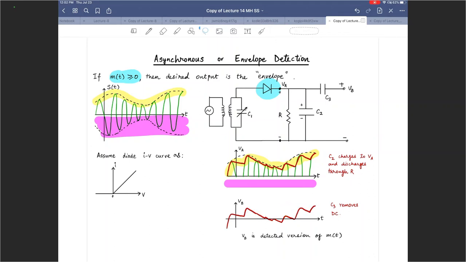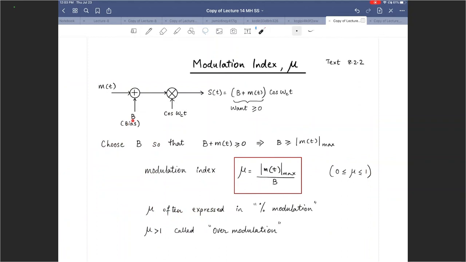We are essentially pushing this up such that it looks like this. Right. So it has to be all positive. That's all we are trying to do here. So I need to add that bias B. Then you multiply it with the cosine to modulate the carrier, and then you transmit. So S of t now can be written as B plus M of t. Instead of M of t, now it is written as B plus M of t multiplied by cosine omega ct, where we want B plus M of t to be greater than 0.